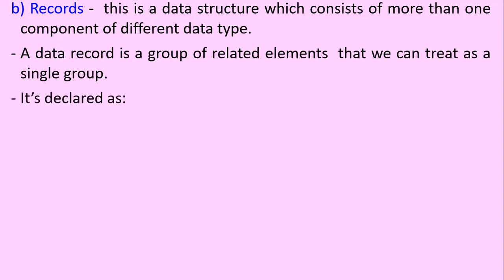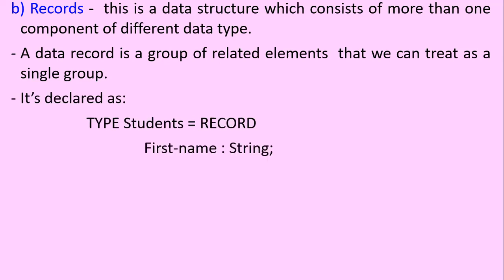It is normally declared in Pascal with the keyword type, followed by the name of the record, students, which equals record. So we are declaring a record. And under it, we have the following fields: first name, which will be of type string, then age and birth date, which will be of type integer. And we end that declaration of the record.